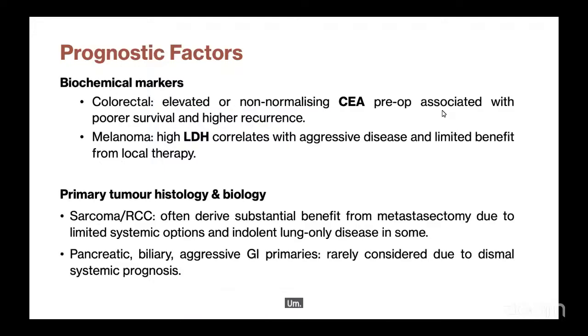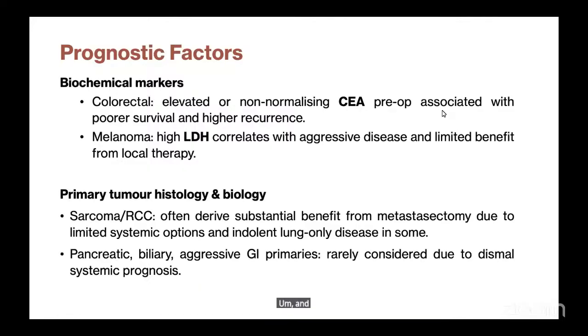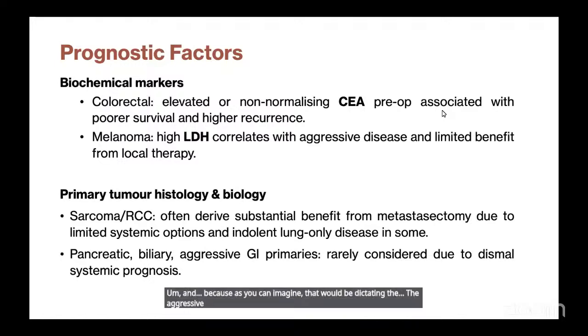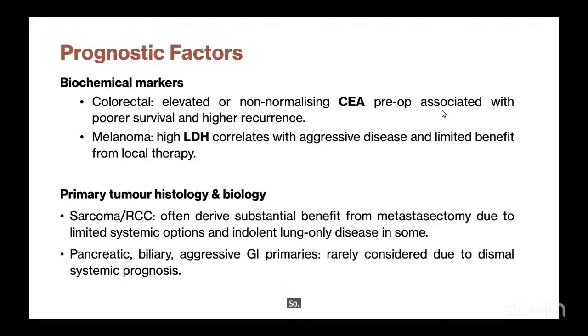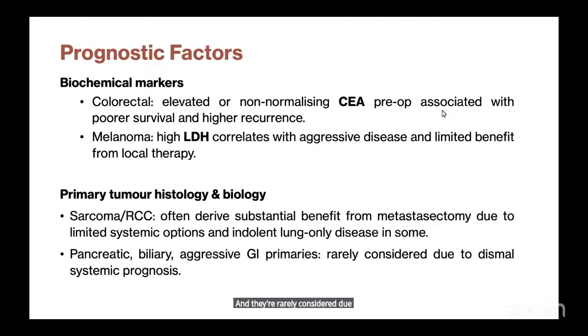In melanoma, another cancer, high LDH levels correlate with aggressive disease and limited benefit from local therapy. It all comes back again to the primary tumor histology and biology, because as you can imagine, that will be dictating the aggressive nature of the tumor. For instance, some tumors such as pancreatic and biliary, these are noted to be very aggressive GI primaries, and they're rarely considered due to the dismal systemic prognosis at the time of diagnosis.